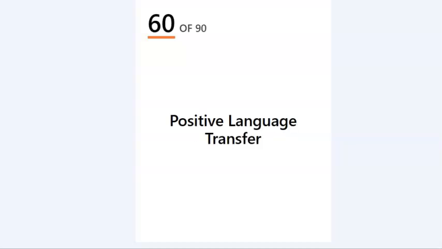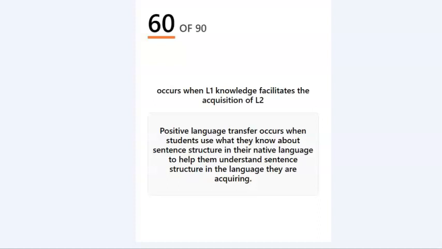Positive language transfer occurs when L1 knowledge facilitates the acquisition of L2. Positive language transfer occurs when students use what they know about sentence structure in their native language to help them understand sentence structure in the language they are acquiring.